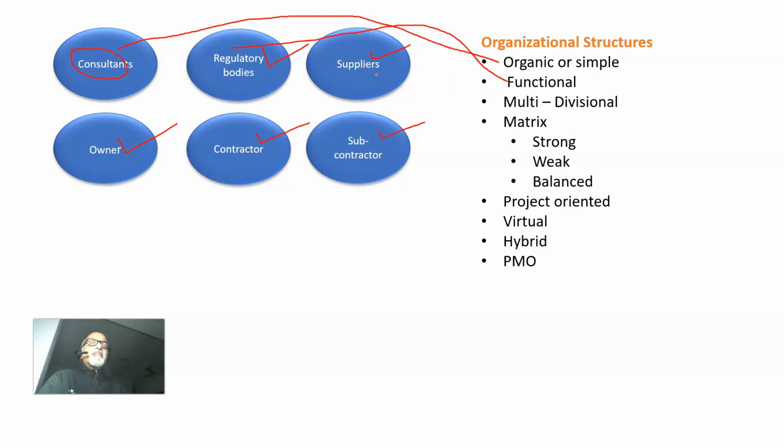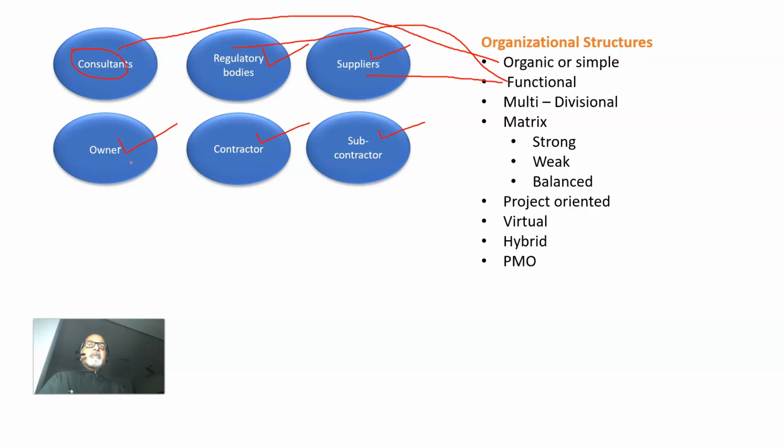Suppliers, especially for long lead items, they are manufacturing organizations. So most of the manufacturing organizations will have functional organization structures. Owner companies, again, it depends. If the owner is a manufacturing company, they will have a functional organization structure.